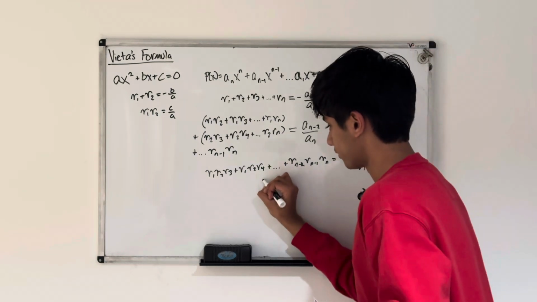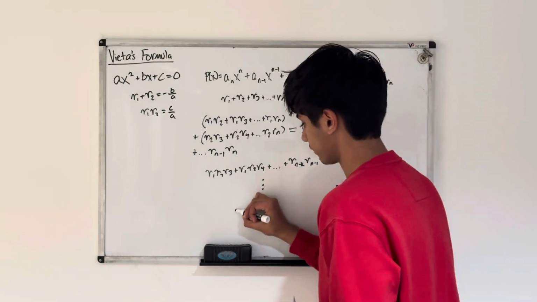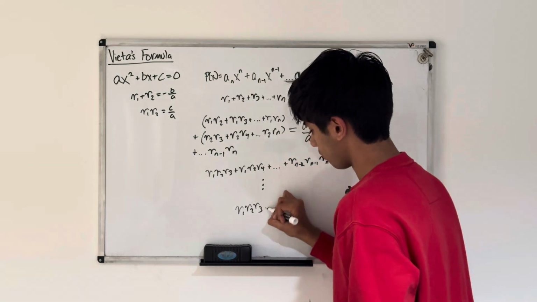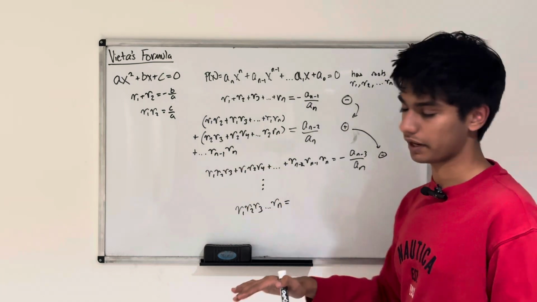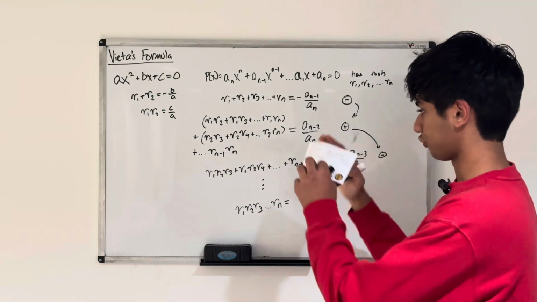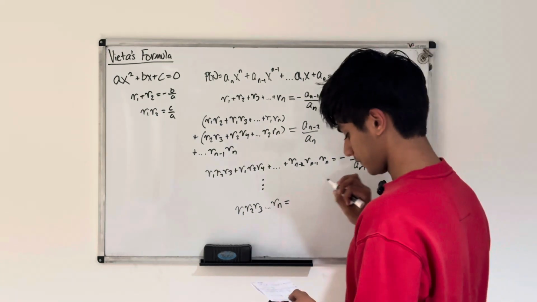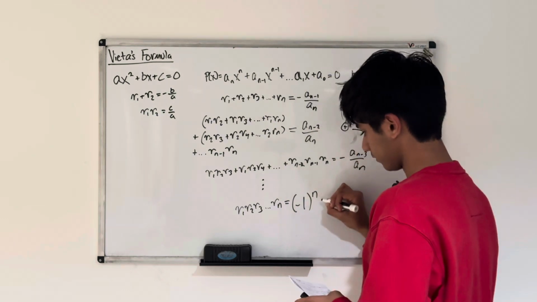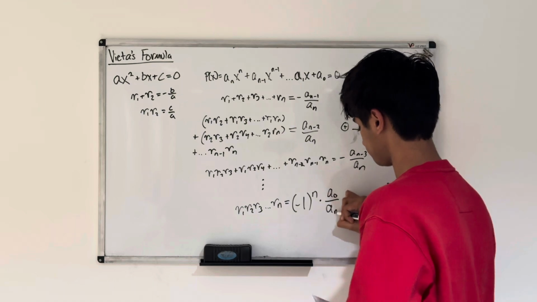And so we can keep doing this until we reach a point where we have r1 times r2 times r3, all the way to times rn. When we reach this point, we have no more equations and we stop there. When r1, r2, r3, all the way to rn are just being multiplied together in one term, this final term is going to be equal to negative 1 to the power of n, times a_0 over a_n.